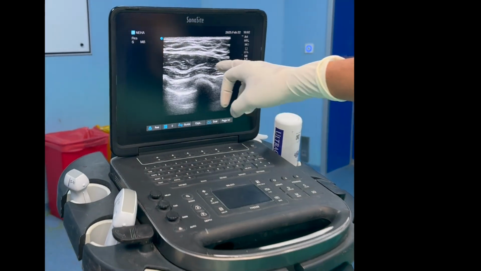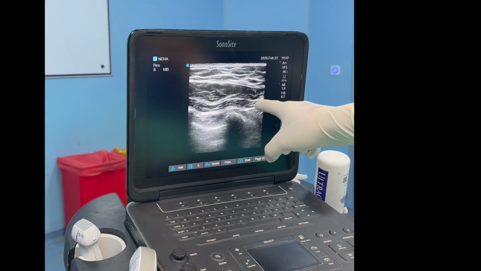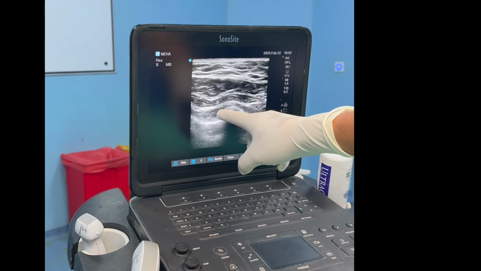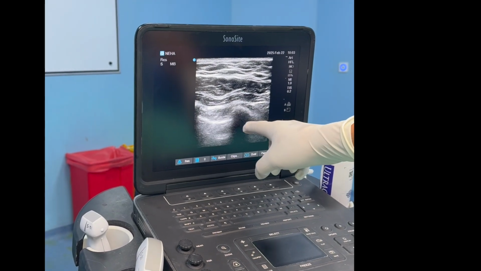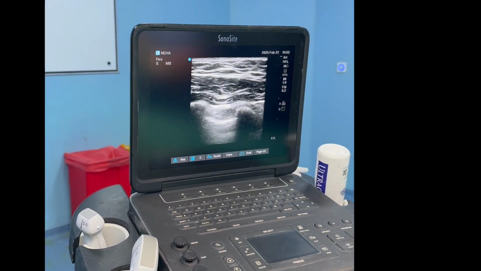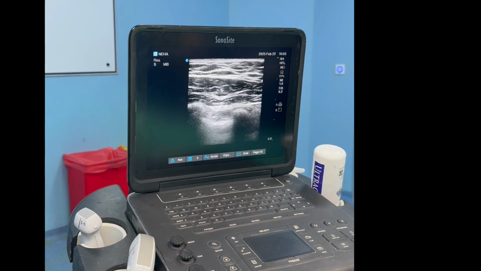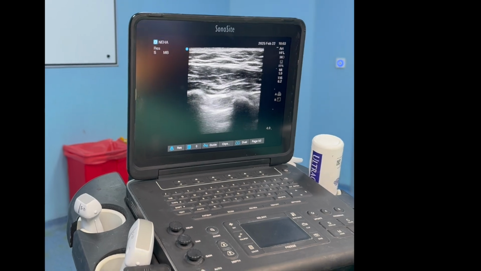Here you can see this is the pectoralis major muscle, this is the pectoralis minor, and this is the serratus anterior muscle. Here you can see the rib with the acoustic shadow, and this is the pleura. We are going to perform the PEC1 and PEC2 block with a single puncture.